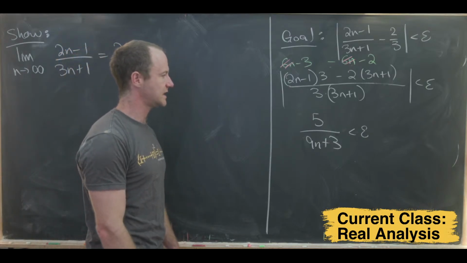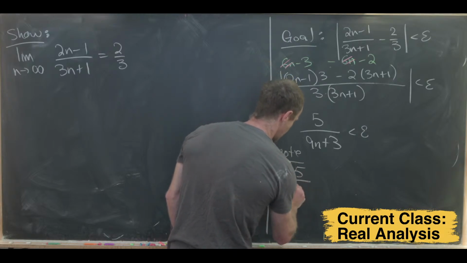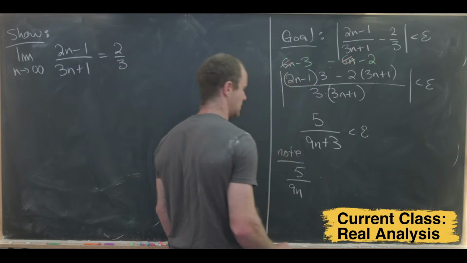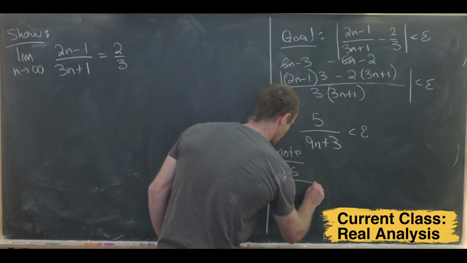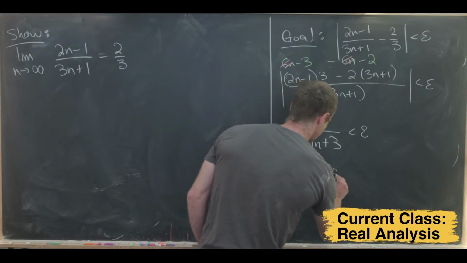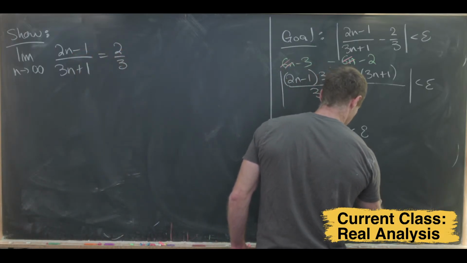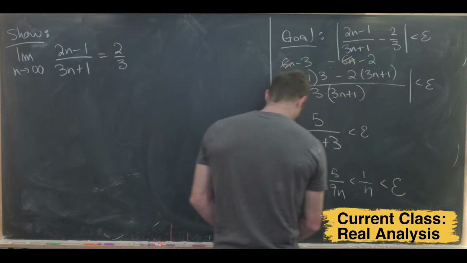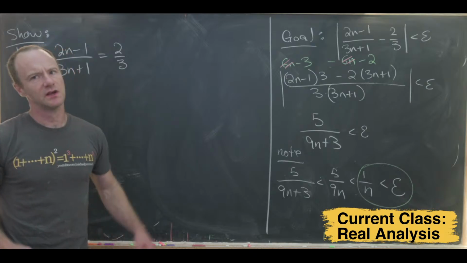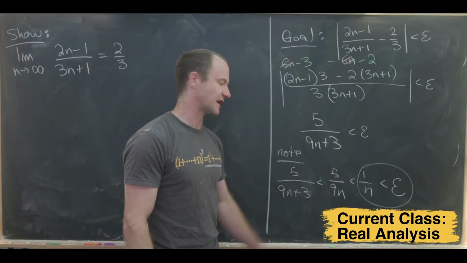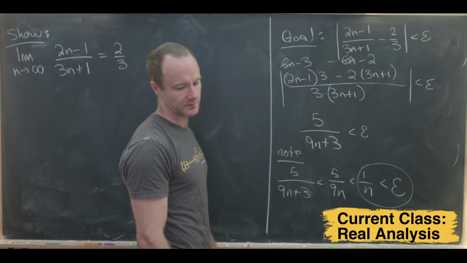Then, what do we need to do now? So now let's notice that 5 over 9n plus 3 is less than 5 over 9n, right? Which itself is less than 1 over n. And so if we can show that 1 over n is less than epsilon, or if we can find an n so that 1 over n is less than epsilon, then we're good to go. This is a stronger n than you actually need because we've got this 5 over 9 here. But we don't need to find the minimum n, we just need to find some n based off the precise definition for the limit to exist.